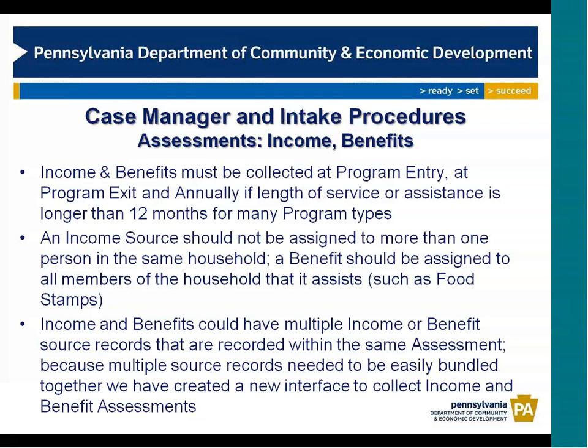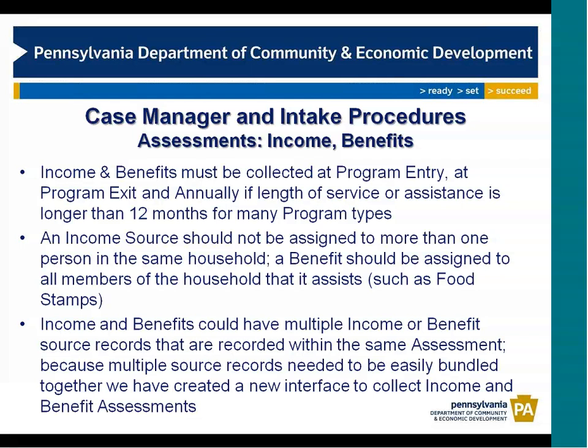Now, a benefit is kind of the exact opposite. It should be assigned to all members of the household for which it actually assists. And that's got to be a judgment call on your side: the family's receiving this benefit, so which of the household members are directly benefiting or being assisted by that benefit? We use food stamps as a pretty good example. One person may actually sign up and buy the food and receive the food stamps, but since it's going to the entire family, you probably want to assign it to every household member. Now, income and benefits are a little bit different than the other ones because they could have multiple income benefit and source records that are recorded with each assessment.